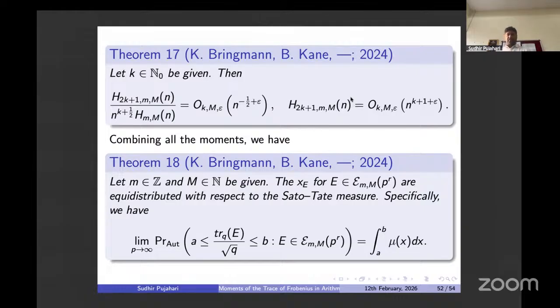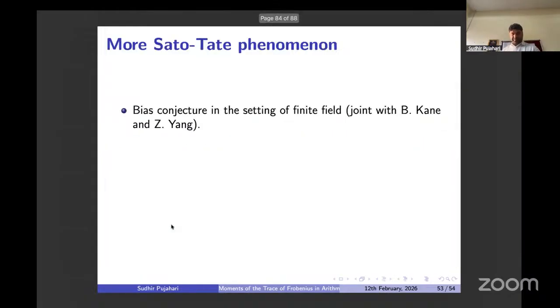As a result, the traces of Frobenius are going to be equidistributed with respect to the semicircular measure with a little bit of weight. This weightage there. But this is not so bad. So what is happening is, even after putting a lot of restriction, throwing away a lot of elliptic curves which do not obey the arithmetic progression or congruent condition, still they obey the Sato-Tate law. That's what this is saying.